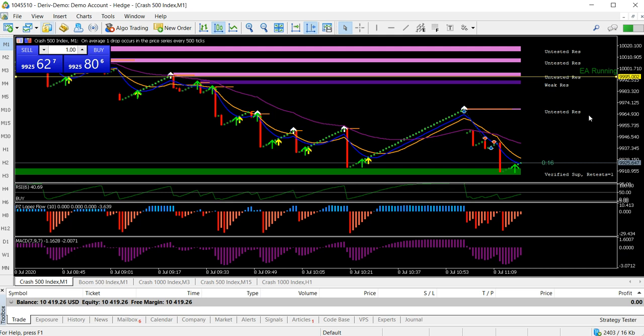But it doesn't mean that it's automatic. No, this is a system. Nobody owns the market, so be careful. All I'm saying is that when this forms and it crashes onto the green, it's going to give you a good buy.